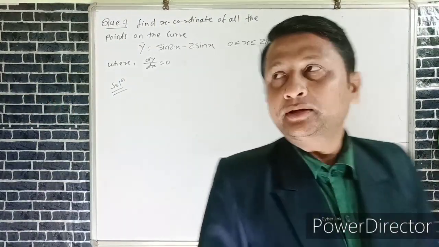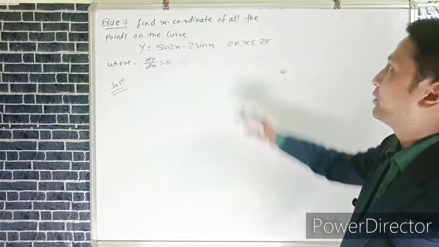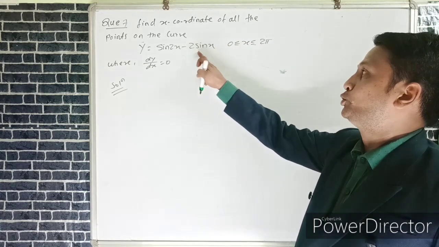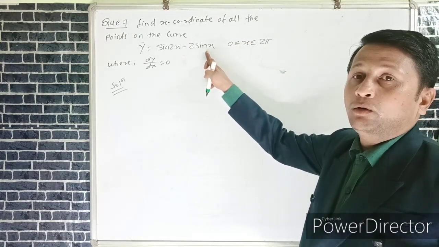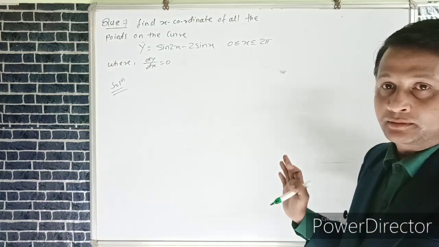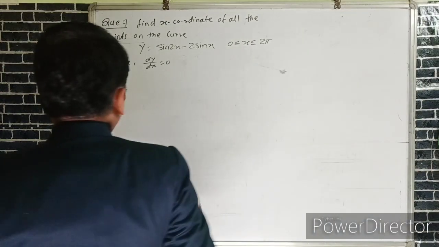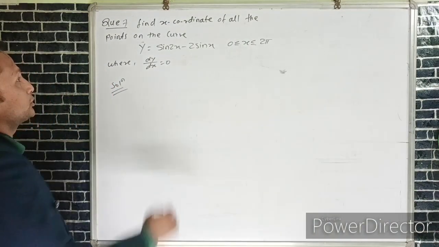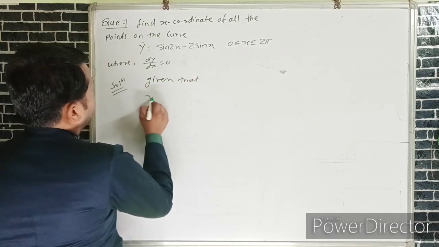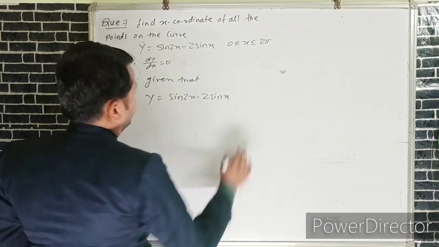Last example in exercise number 1.1, question number 7. Find the x coordinates of all the points on the curve y is equal to sin 2x minus 2 sin x, where the value of x is between 0 and 2 pi, given that dy by dx is 0. First we write the given curve, y is equal to sin 2x minus 2 sin x.